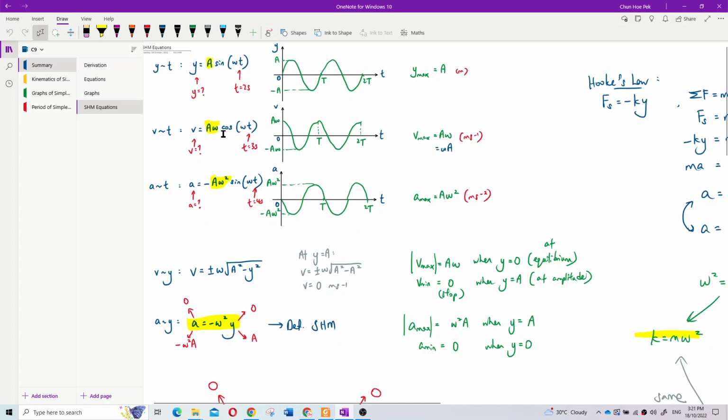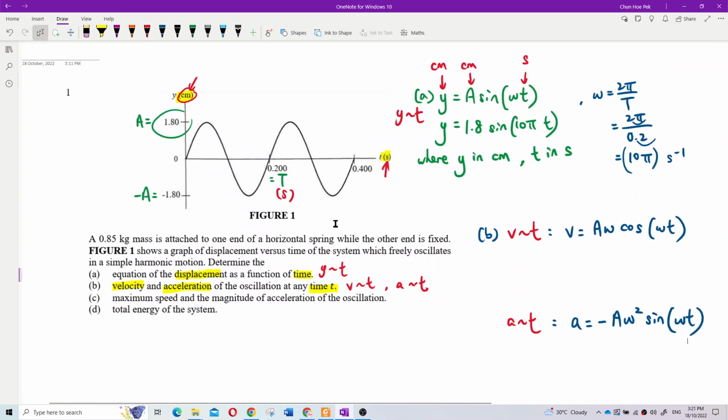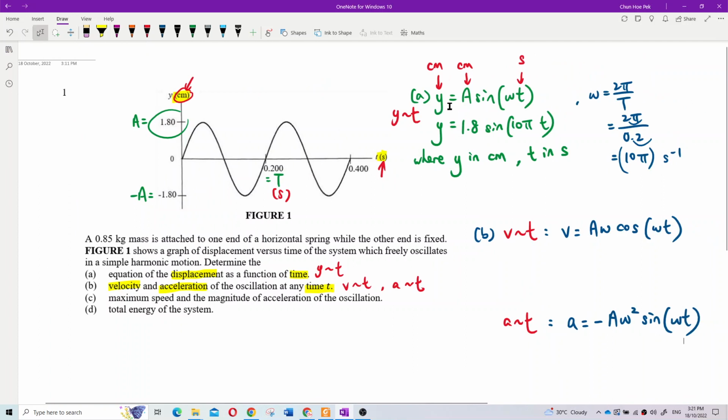Velocity is cos. Acceleration is negative sine. Again, displacement is amplitude, and it's a sine equation. Then velocity is A omega, a cos equation. And then acceleration is A omega square, a negative sine graph. So that's how we get all the equations here: A sine, A omega cos, negative A omega square sine.